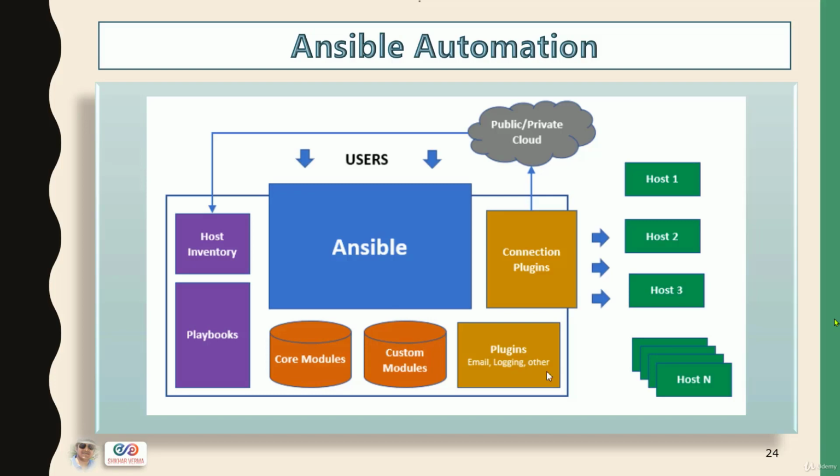Next in the architecture are plugins. Plugins here are a special kind of modules. These plugins get executed before a module is executed on the nodes. Different types of plugins we have: email, login, and etc. Cache plugins are also there. The architecture has connection plugins.